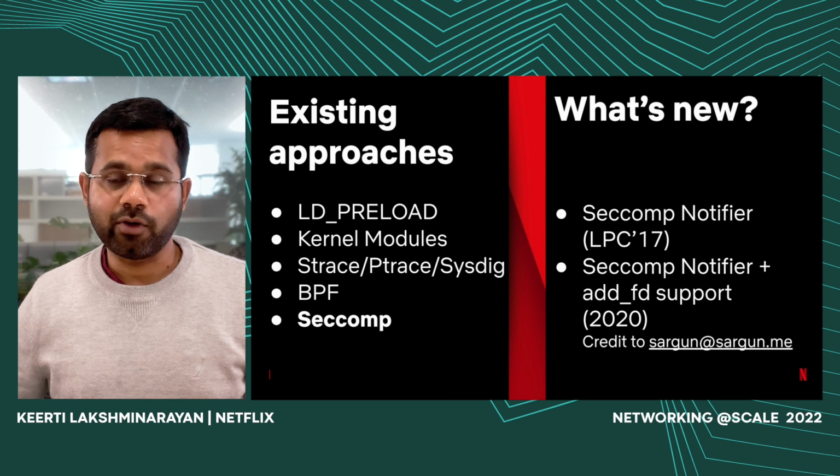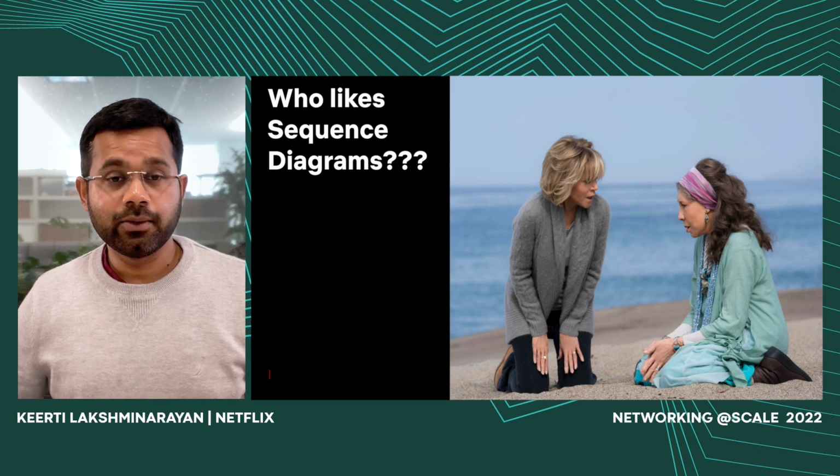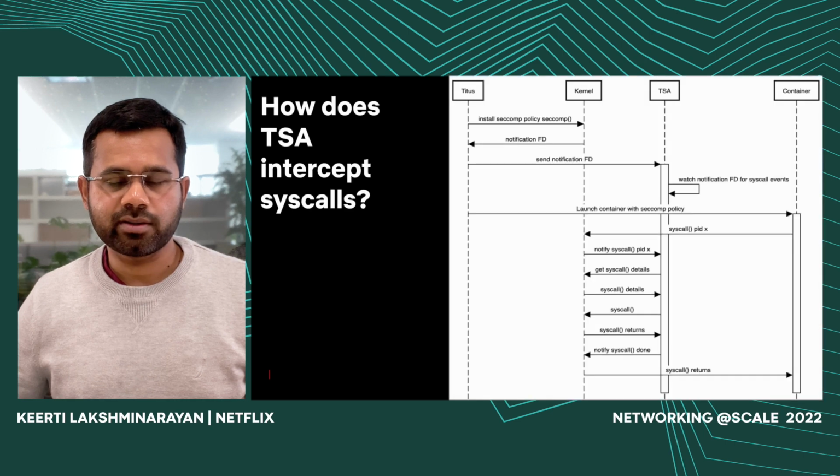Sargun, our former colleague, was instrumental in adding the last support to swap file descriptors from within the interception of a system call. That is what we use within our mechanism to implement the network address translation function. All right, so let's look at a sequence diagram to understand the TSA architecture in more detail.